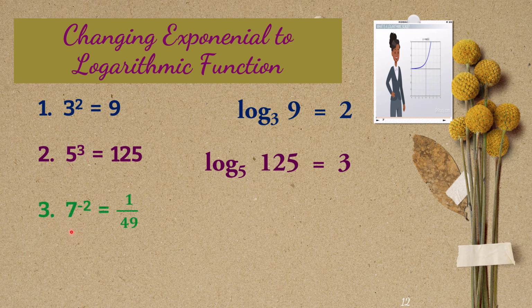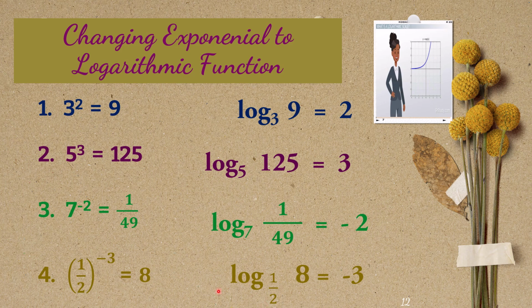Number 3, 7 to the negative 2 equals 1 over 49. So logarithm of 1 over 49 to the base 7 equals negative 2. Number 4, 1/2 raised to the negative 3 equals 8. So logarithm of 8 to the base 1/2 equals negative 3.